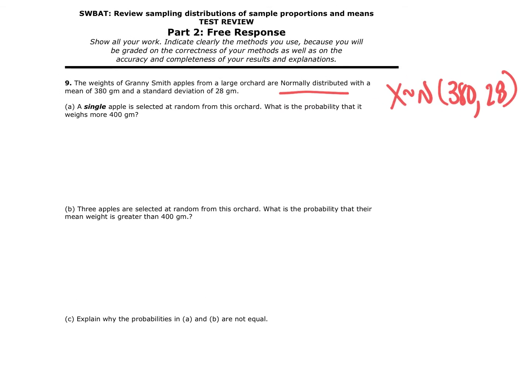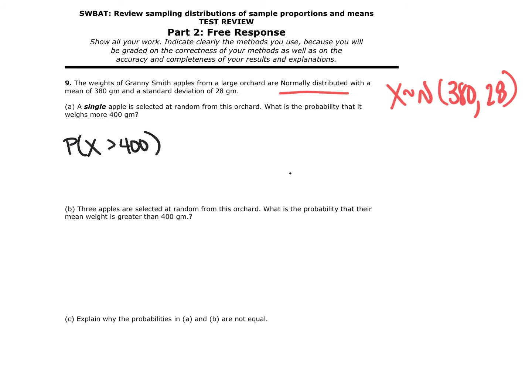It says, the weight of Granny Smith apples from a large orchard are normally distributed. At any time we see this word normally distributed, it means we're going to draw some kind of normal curve. They tell me that the mean is 380 grams and the standard deviation is 28 grams. So I know that X is approximately normal with the mean of, remember I write my parameters, 380 and 28. And so the first one says, a single apple is selected at random from the orchard. What's the probability that it weighs more than 400 grams? So I want to find the probability that X, one apple, is greater than 400 grams.